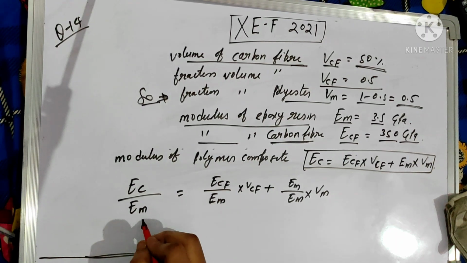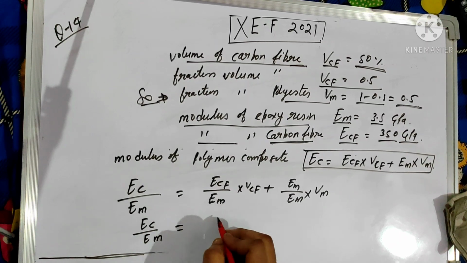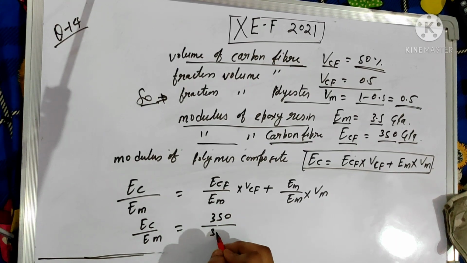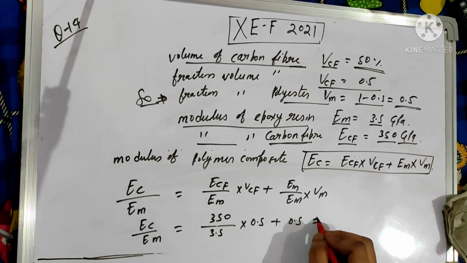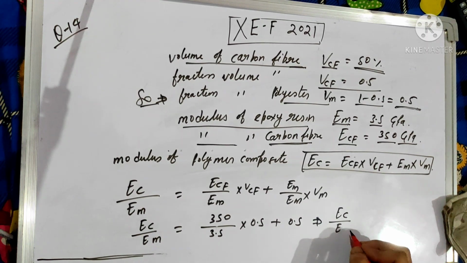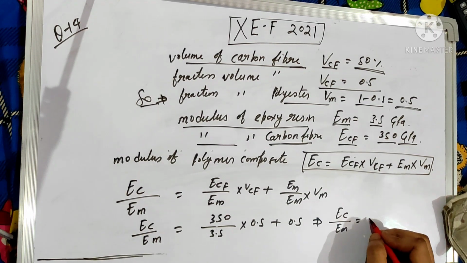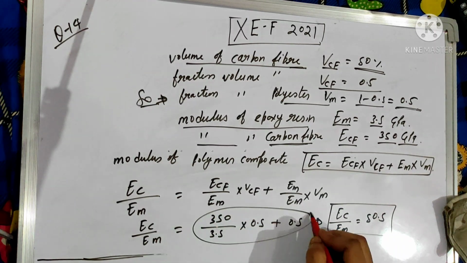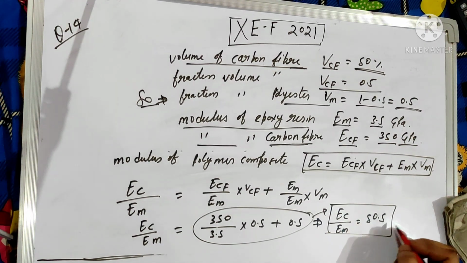Now the ratio of the modulus of the polymer composite to the polymer matrix is equal to 350 divided by 3.5 into 0.5 plus 0.5. So the ratio of the modulus of the polymer composite to the modulus of polymer matrix is equal to 50.5. After solving it, you get EC upon EM is equal to 50.5.